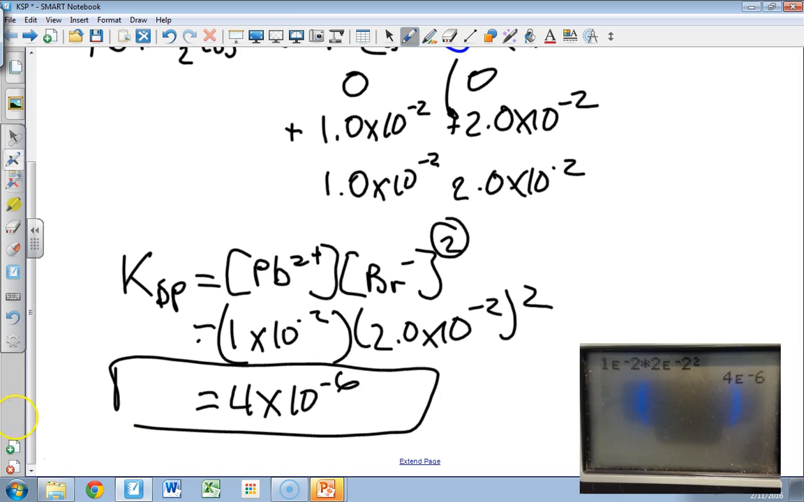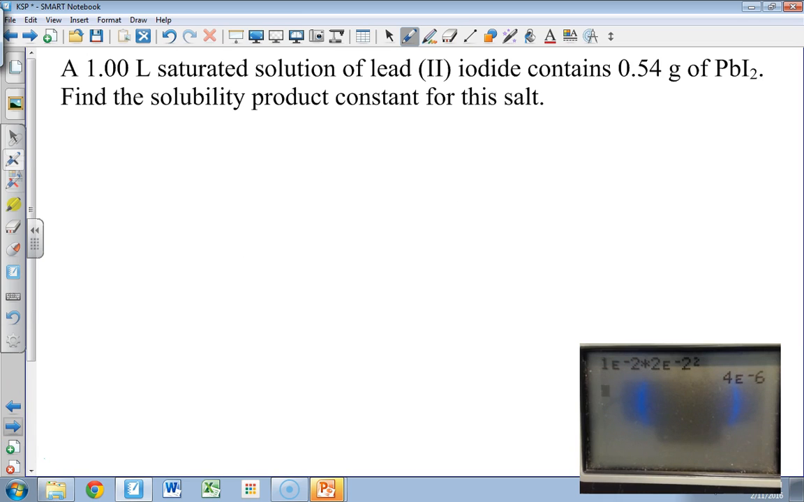Okay, so what are some other types of problems you could see? Here it says find the solubility product constant. Again, that's a fancy way of saying Ksp. And so there are two types of problems: find the constant, or find the conditions. In this case, we have to find the constant. So this should tell us what the conditions are.